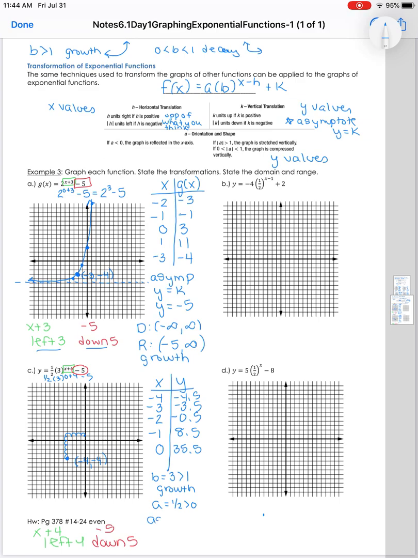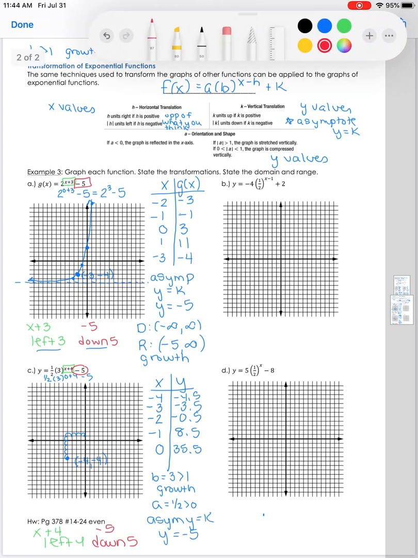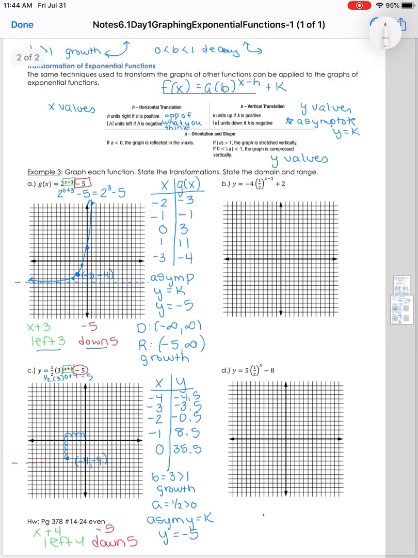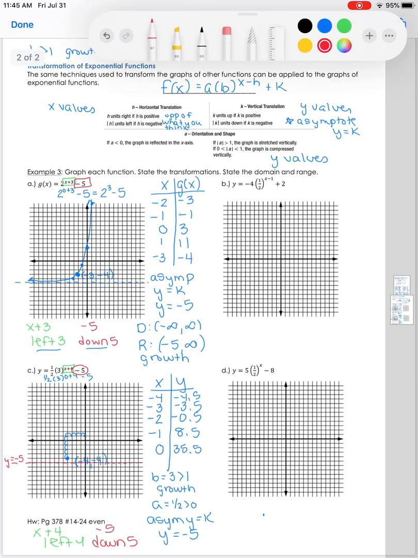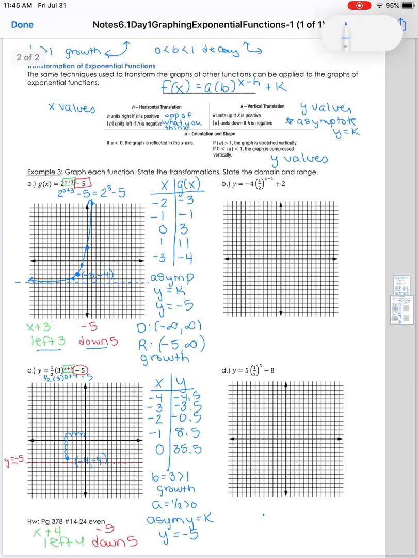And my asymptote, remember, is y equals k, which in this case is -5. So I have a horizontal asymptote at y equals -5. And then because we said it's a growth appearance, we should be giving off the growth visual in terms of our graph. It should be going up from left to right.